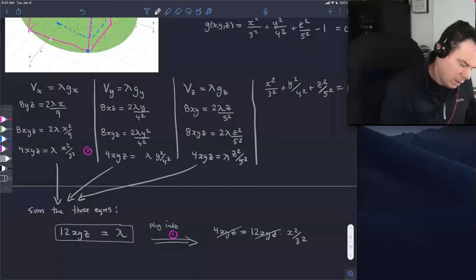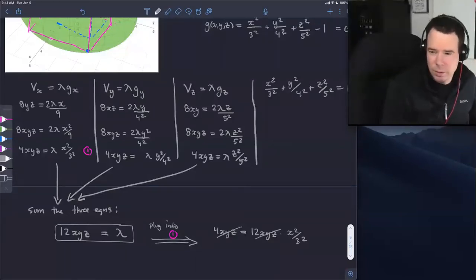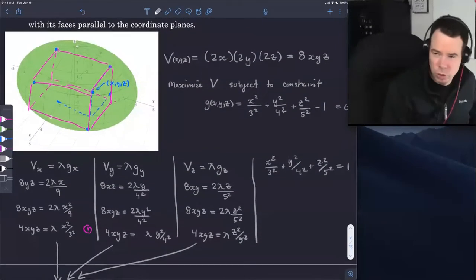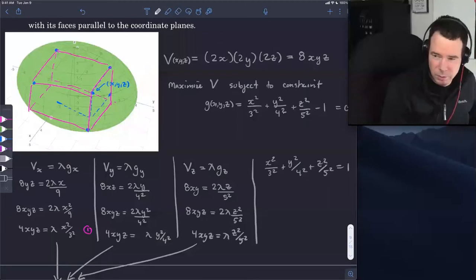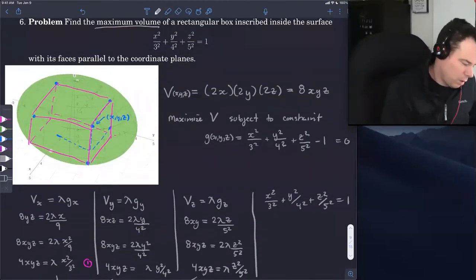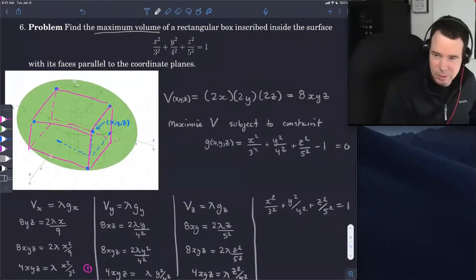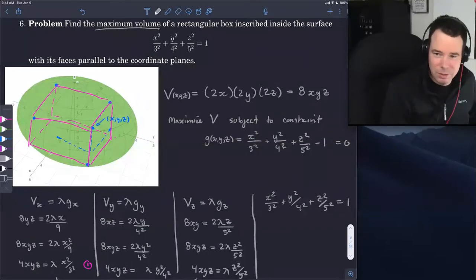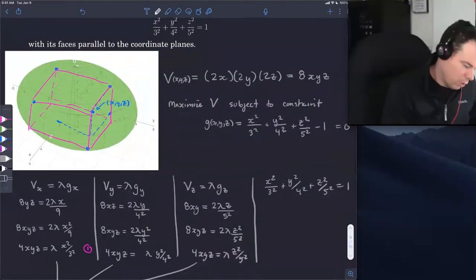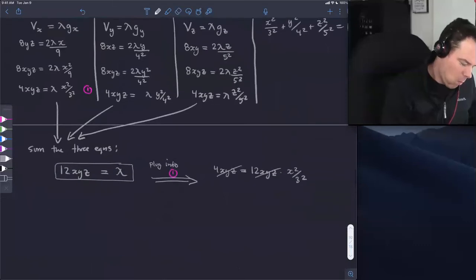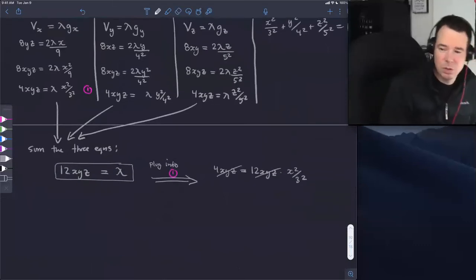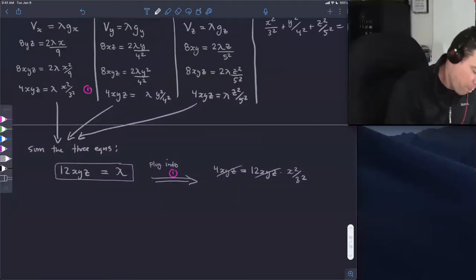Might need to worry about, can x be 0? Well, if x is 0, then what happens? Well, if x is 0, then the volume is 0. And if y is 0, the volume is 0. If z is 0, the volume is 0. We're trying to maximize the volume. And so we know that we're going to get some positive volume. So we're not going to worry about the case where the volume is 0 because that's not going to be the maximum. So that's why I'm canceling these things off, because I can assume x, y, and z are positive. I'm assuming they're in quadrant 1 or octant 1.